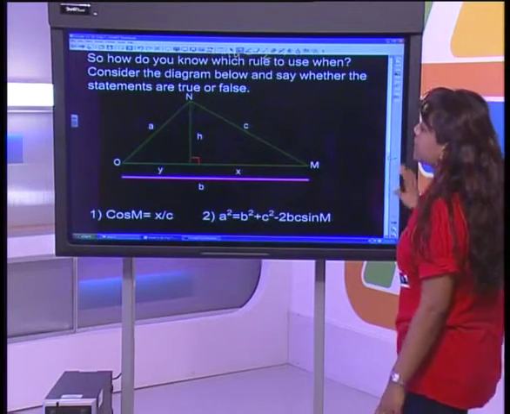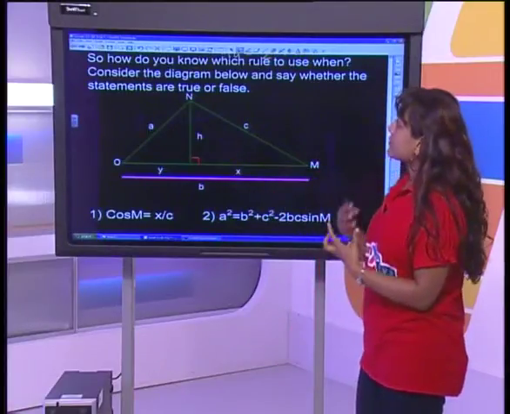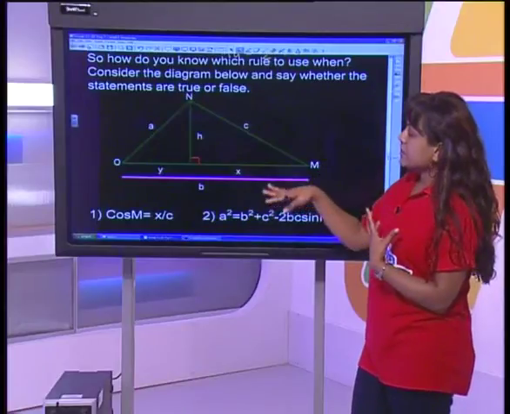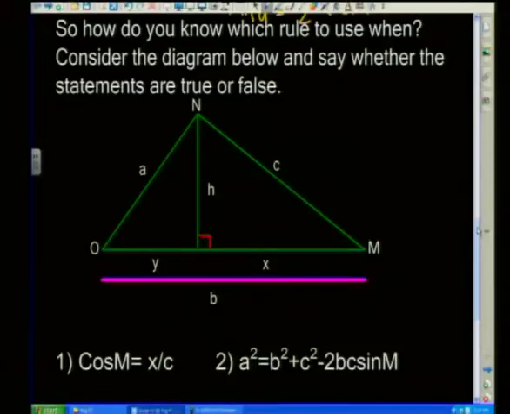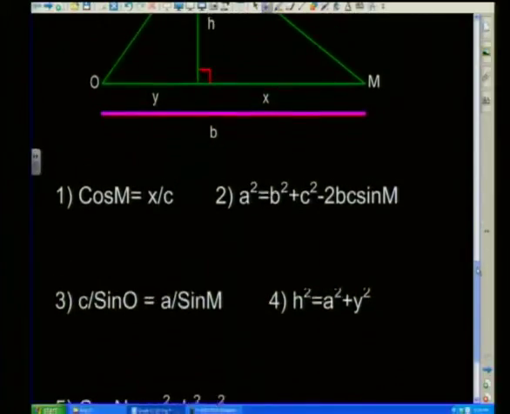So this first example is designed to help you understand which rule you need to use when, and we're just going to go through each of these true or false questions, looking at which statements are true or false and how we can determine the ratios by looking at the given information, and determine which rules we need to use.